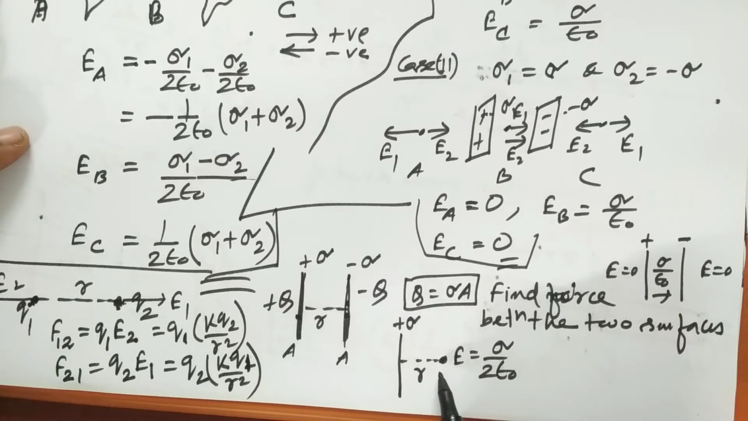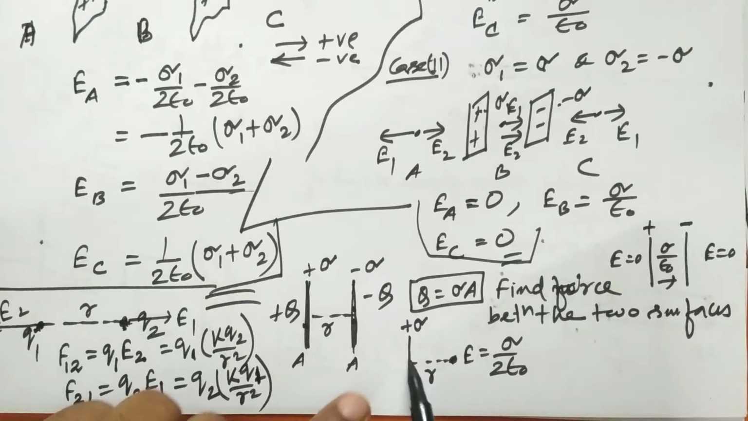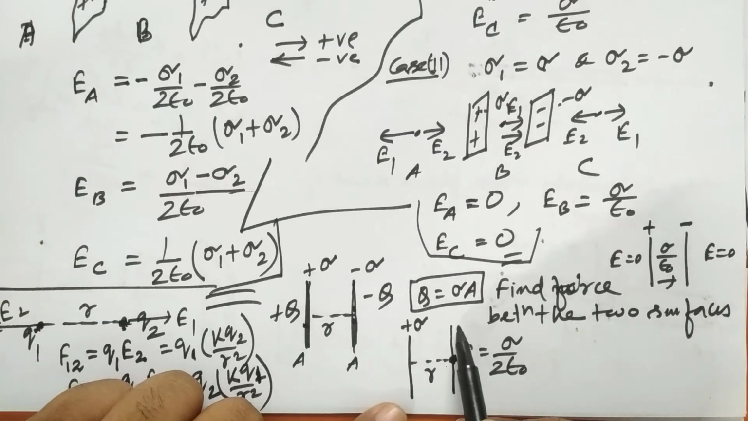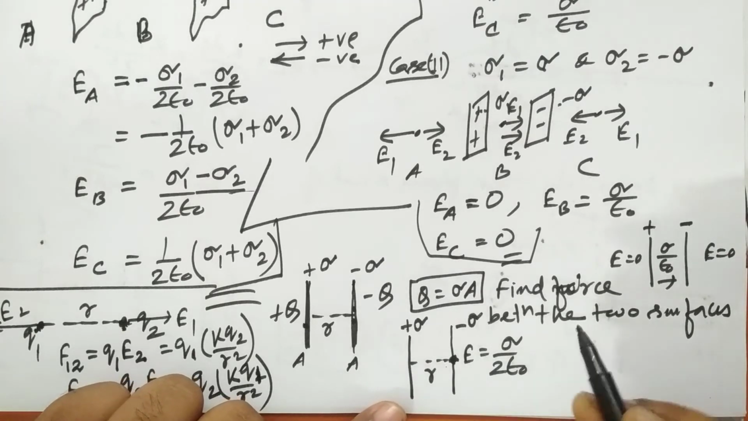So the electric field at the negative surface will be due to the positive surface, and for the positive surface, how much will the electric field be? Sigma divided by twice epsilon naught. Now at this particular point, this electric field exists. Now we are putting the negative surface, so the negative surface will experience a force because of the field of the positive surface.